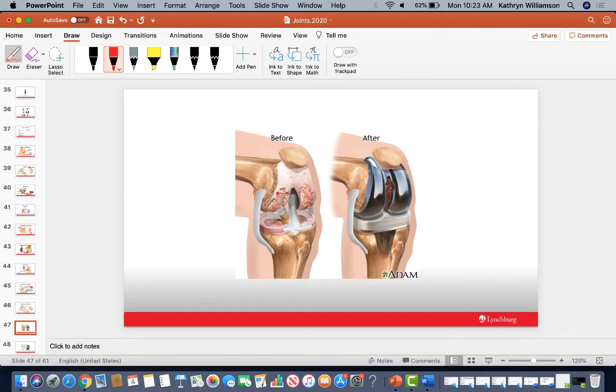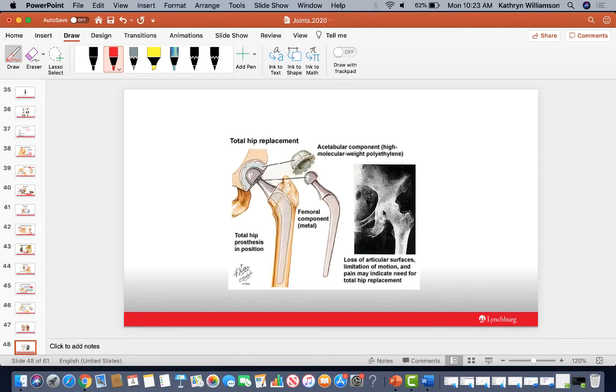Where you've got wear of those articular surfaces, they go in and they're going to replace the end of the femur and then the end of the tibia with these nice smooth metal surfaces to allow for nice smooth gliding of those joints. Hip replacements are also really common, and in fact do even better than a knee replacement does.